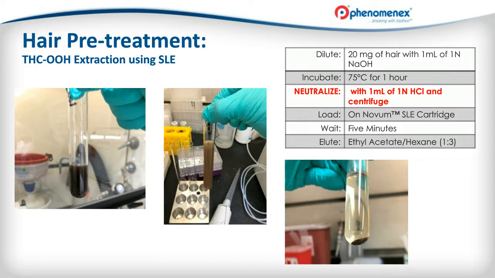And then in the middle, we'll actually add our HCl to this to neutralize it. This actually crashes out some of the pigments, which makes our sample cleaner. What you're seeing on the right, you get this pellet at the bottom, which is, again, the pigments and some of the fatty acids that crash out of solution.